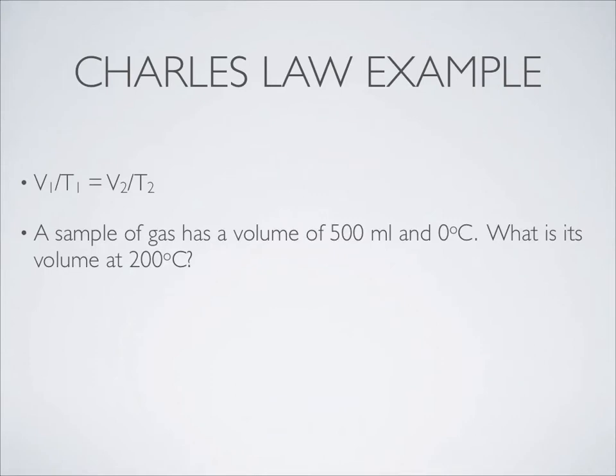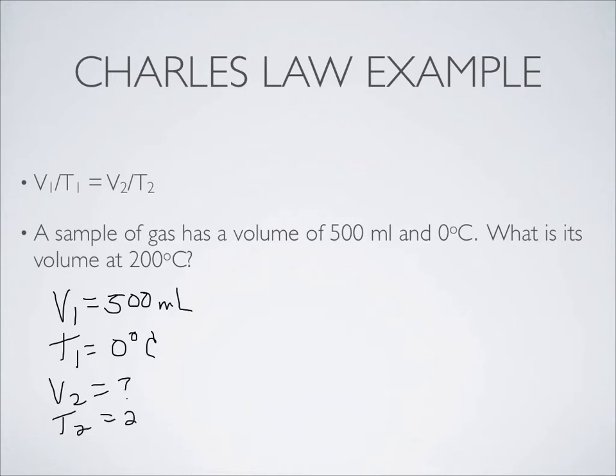So let's do an example. A gas has a volume, let's write that down, V1, of 500 milliliters at a temperature of 0 degrees Celsius. What's the volume, V2, which we don't know, at 200 degrees Celsius? Now remember, the first thing we have to do is change to Kelvin, so add 273 to both of those.